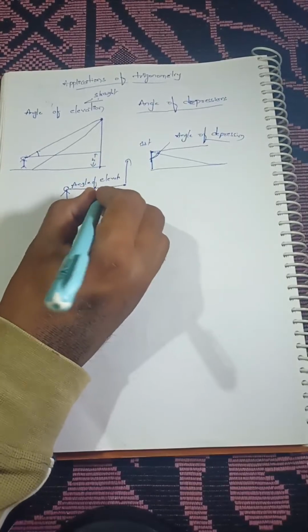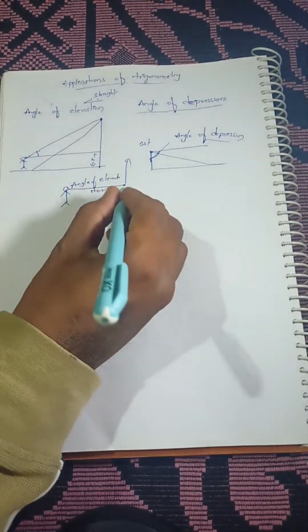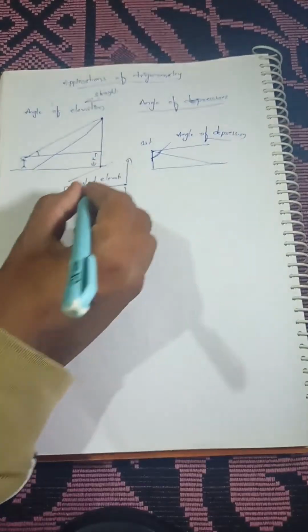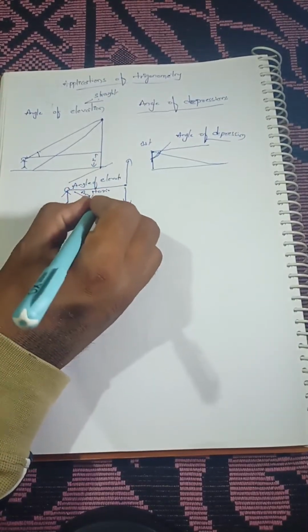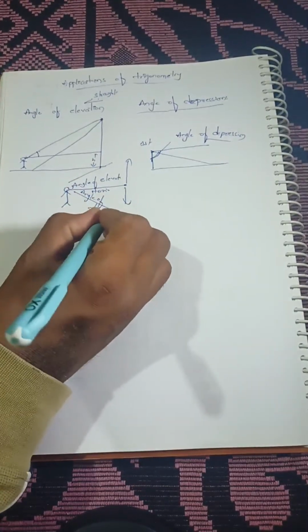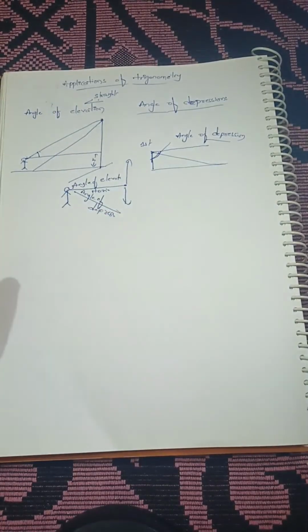According to the horizontal line, if a person is looking downwards, this is called the angle of depression. That's it. In a simple method, we have to remember not to drag anything. So if you look upwards, that is called the angle of elevation. If you look down, that is called the angle of depression. That's it. Now we are going to do the formulas, and we are going to do all the problems directly.